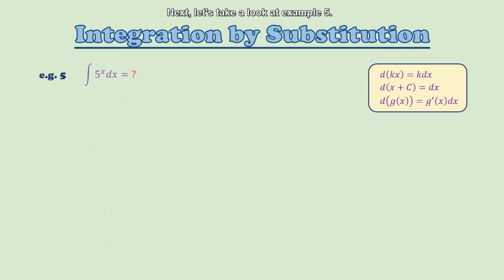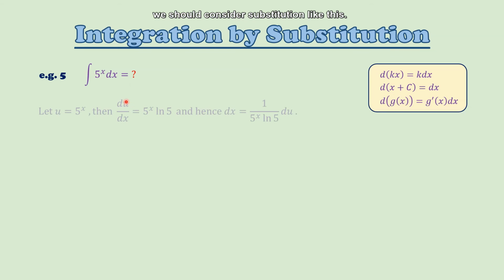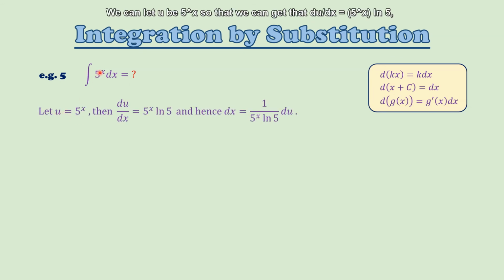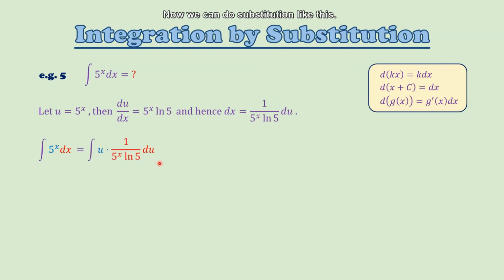Next, let's take a look at example 5. We have already learned how to integrate e to the power x, but when the base of the exponential function is not e, we should consider substitution, like this. We can let u be 5 to the power x, so that we can get that du dx is equal to 5 to the power x times natural log of 5. And then we can get that dx is equal to 1 over 5 to the power x log 5 times du. Now we can do substitution like this.